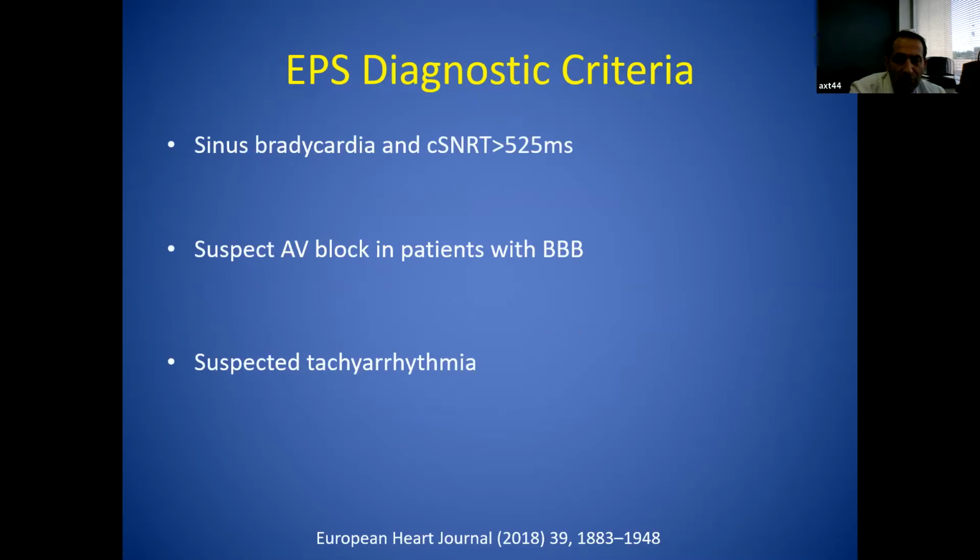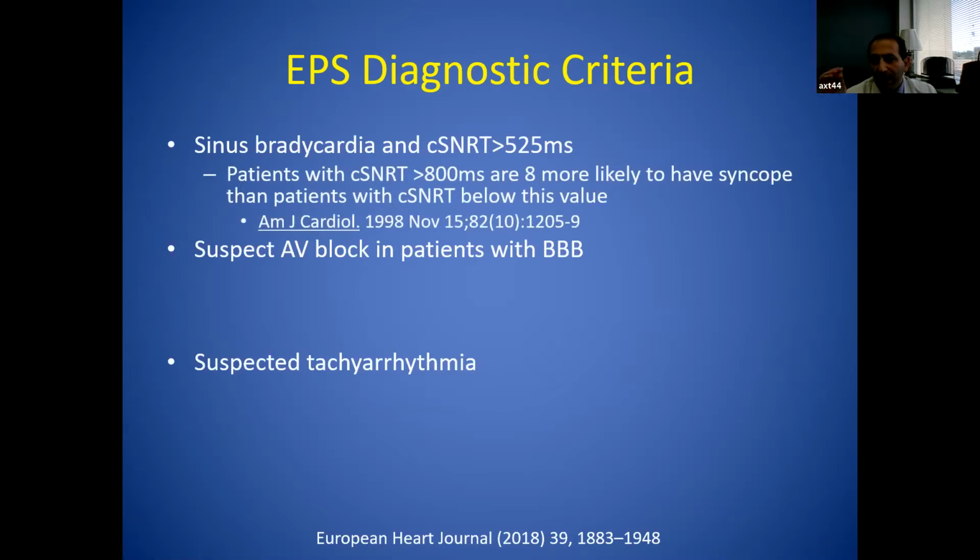So I was just alluding to sinus node recovery time, which is the test that we do for sinus node dysfunction during an EP study. And what we do is we overdrive pace the right atrium, and then you abruptly come off and you measure to see how long it takes for the sinus node to recover. So they found that in patients with a sinus node recovery time of more than 800 milliseconds, so in electrophysiology we measure everything in milliseconds, they are 8 times more likely to have syncope than in patients with a normal SNRT below this value.